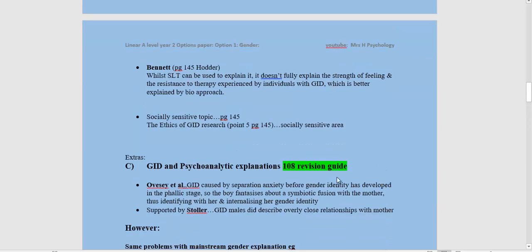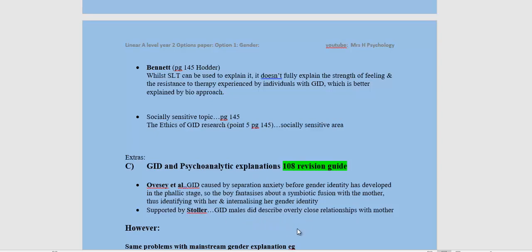Now, you will see in the mark scheme, with one particular question, that they have made reference to psychoanalytic explanations. So I've referred here to an extra point. For example, Oversee et al. explain that GID is caused by separation anxiety before gender identity is developed, so before gender identity in the phallic stage. The idea being that the boy fantasizes about a symbiotic fusion with the mother and therefore identifies with her and internalizes her gender identity as opposed to a masculine one, for example, with boys. This is supported by Stoller. The GID males that they interviewed did describe very overly close relationships with their mothers and so on and so forth.